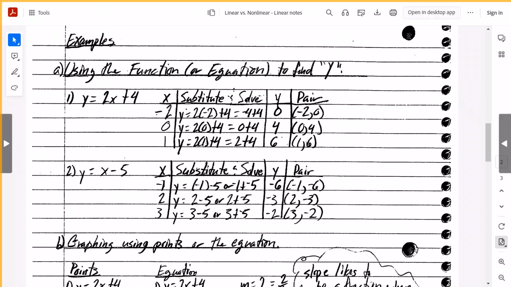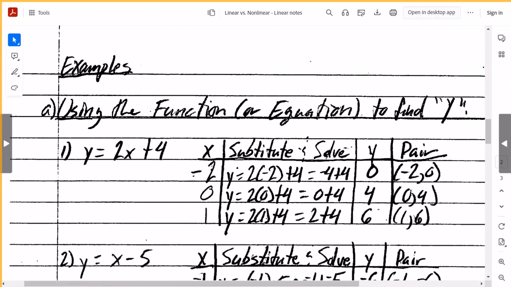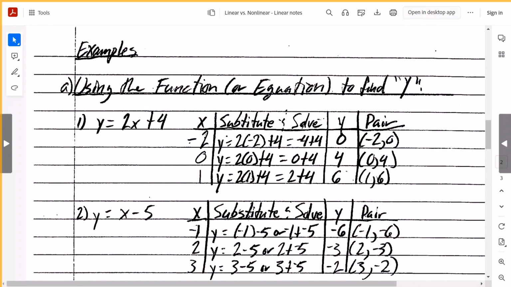This is a function table. All right, this section is called using the function or the equation to find your y. Okay, so you'll start out with a linear equation or a linear function, and it's in that y equals mx plus b format. Y equals mx plus or minus b. In this case, it's a plus. So you'll have given x's, meaning that they'll already be there for you to use. You won't have to just pull them out of thin air. So in this one, I gave you 3 x's to check.